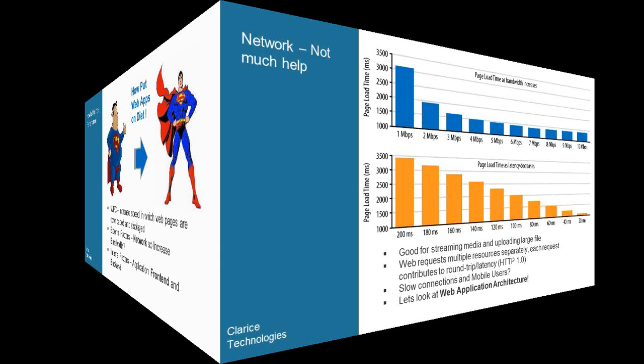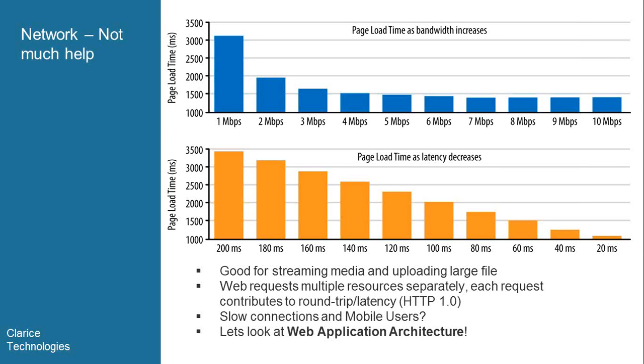These are the statistics captured by different websites, like the HTTP Archive. What this showed us is that even if you increase bandwidth from 1 Mbps to 10 Mbps, the page load time is not reduced linearly. If you increase bandwidth by 10 times, page load time is not reduced by 10 times. It becomes half, but not less than that.